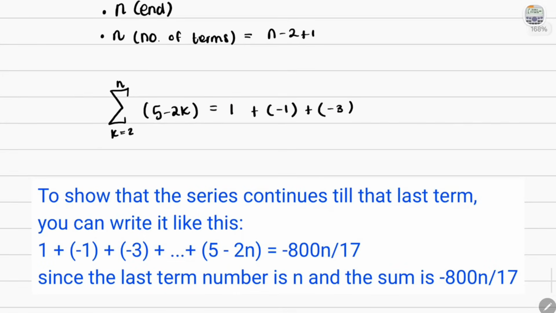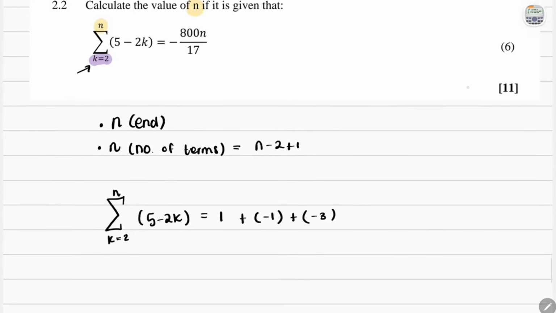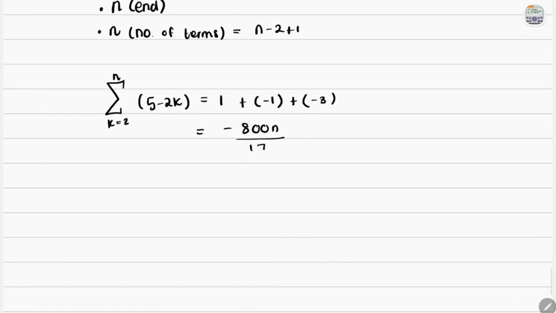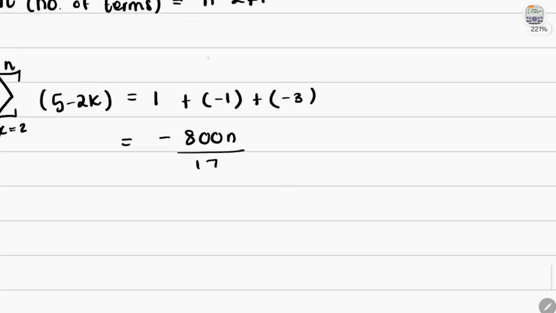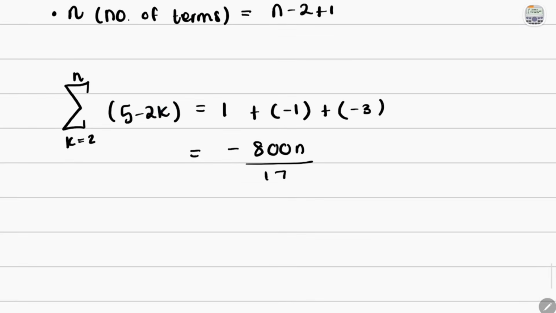And then from this, we can get everything we need. From this, we know that they already told us the sum of the series is equal to negative 800n over 17. So here's the thing. We can go ahead and put down our formula. We can see that this is an arithmetic pattern. You see it is 1, negative 1, negative 3. So what did you do from 1 to get to negative 1? You must have said minus 2. And then from negative 1 to get to negative 3, minus 2 again. So that constant difference is negative 2, just like we can see it over here.